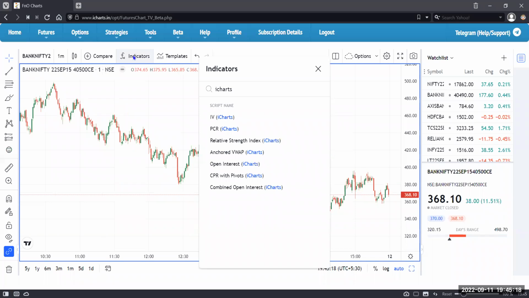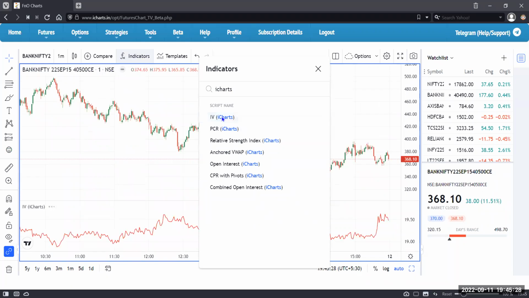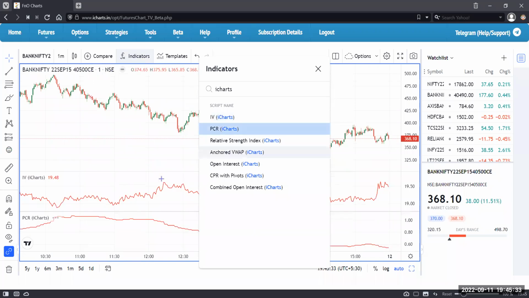Now the indicators are, this IV is going to be this options IV. In futures chart, it is the overall IV. Over here, it is this particular options IV. This PCR here is this particular strike's PCR. So that is the difference here. Open interest is going to be this options open interest. Combined interest is going to be again this options combined interest. So the context is important. The same indicators, but they are different in option chart.